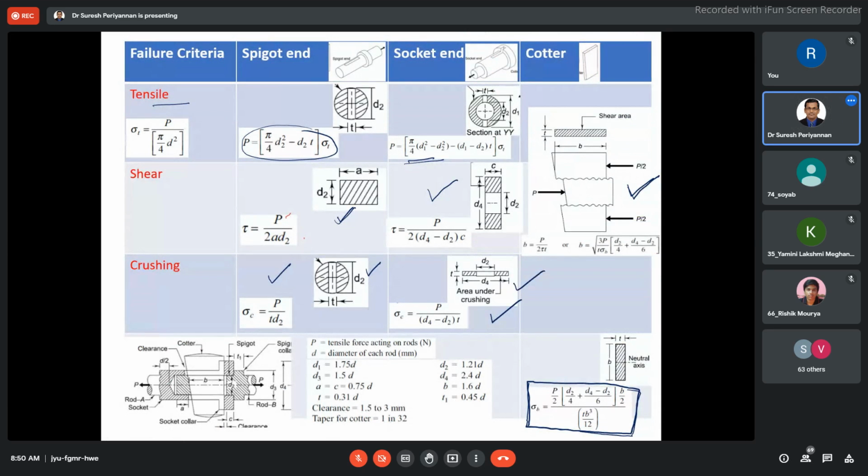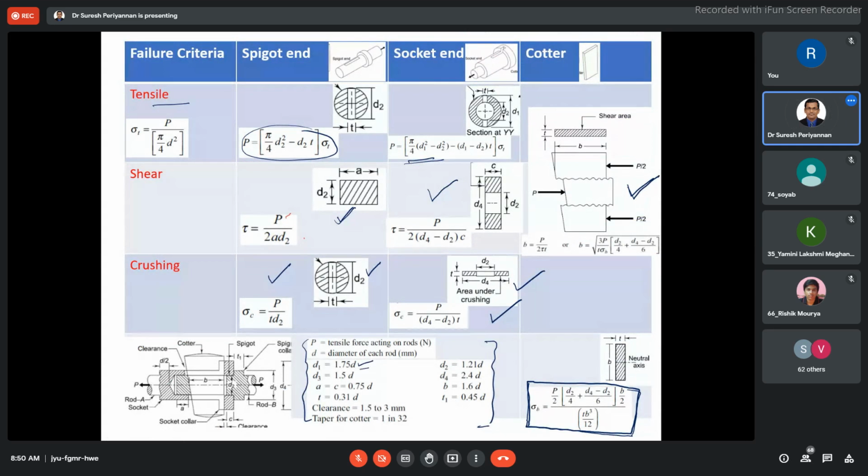Okay. Now, some of the dimensions may not be given. Then sometimes we can consider the standard equation from the design data book. Suppose D1 is not given, you can take 1.75 D. The D is nothing but the diameter of the rod.